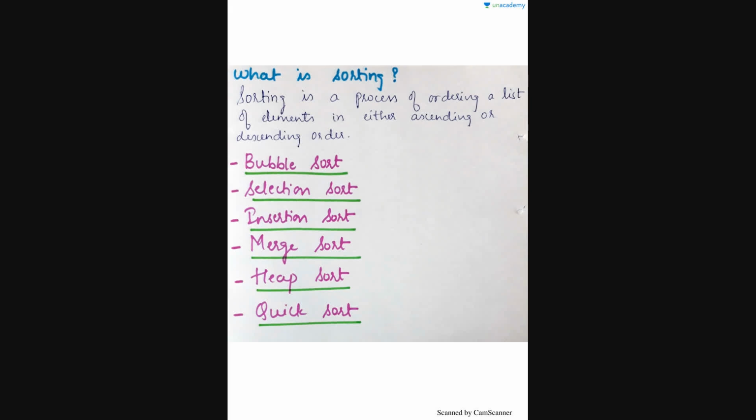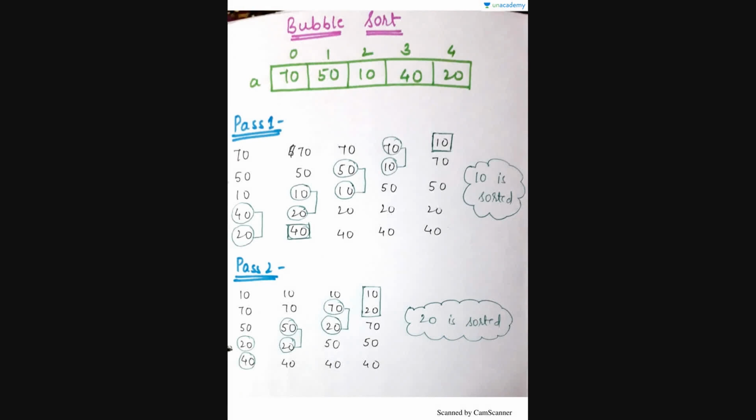So the sorting techniques which we have in our data structures are bubble sort, selection sort, insertion sort, merge sort, heap sort, quick sort. In this video, I'll be explaining you all about bubble sort, and the other sortings are explained in the further videos. So let's see what this bubble sort is.